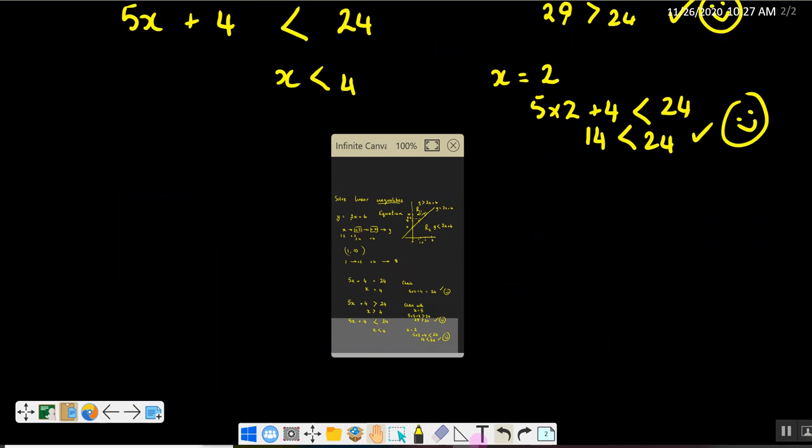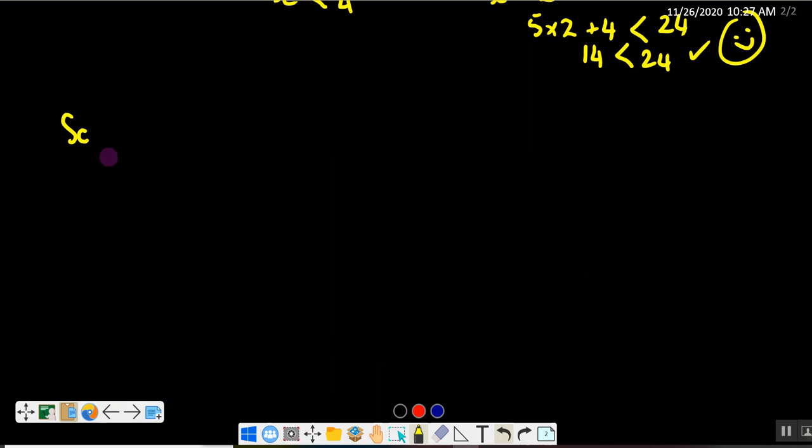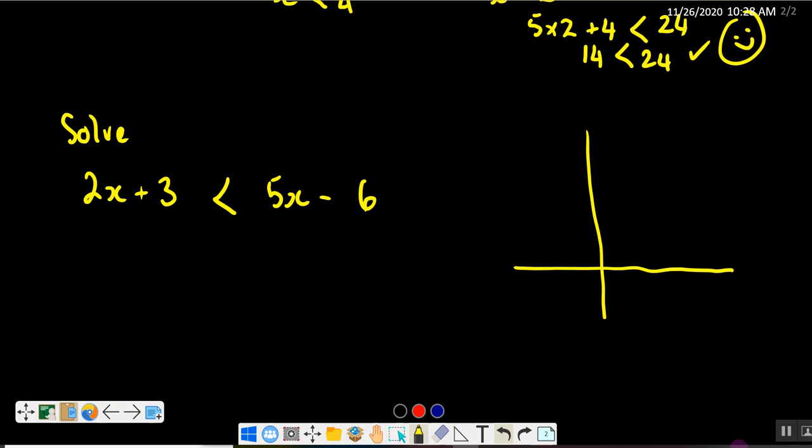So if I said to you now, solve where 2x plus 3 is less than 5x minus 6. Now on a graph, what does that look like? 2x plus 3 goes up like that and crosses at 3. 5x minus 6 starts at minus 6 but goes up steeper. So where is 5x minus 6 greater than 2x plus 3? Cameron?